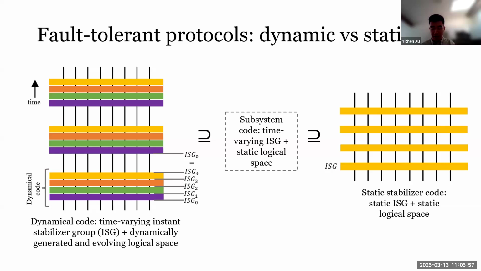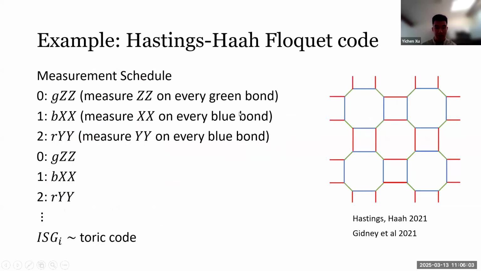All right. I'll give you one interesting, non-trivial example of dynamical codes that people have been talking about a lot, which is the Hastings-Haah Floquet code. This code can be realized either on a honeycomb lattice or on this square octagon lattice. I'm choosing this because we're going to talk about it again in our work. On this square octagon lattice, the qubits live on vertices, and the code is generated by a periodic measurement schedule.